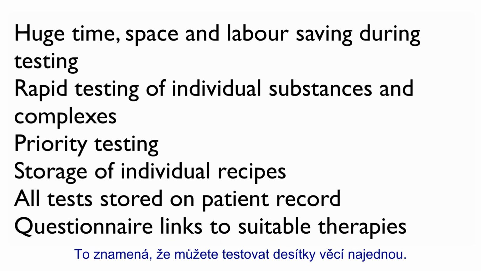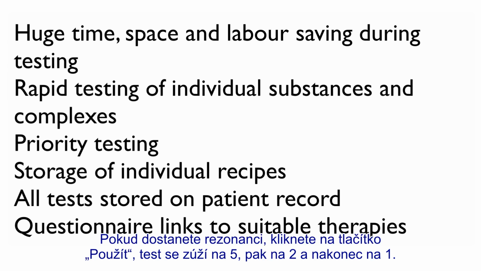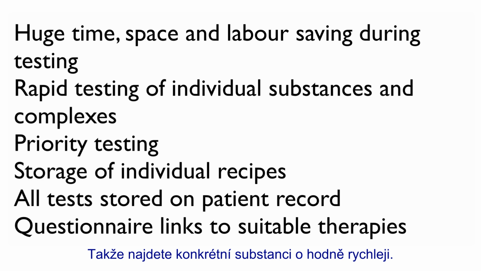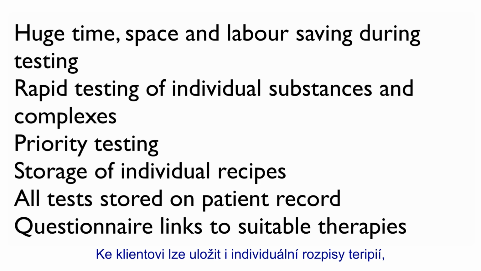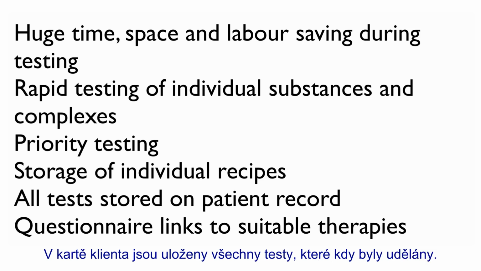That means that when you start you can set it to test 10 things at once, and then if you get resonance you click the apply button and it goes to 5 and then to 2 and then to 1, so you can find the resonance a lot quicker. Priority testing is used to determine the strongest stress. Storing of individual compiled recipes against a patient record can also be done, and all tests ever done are stored in the patient's file.